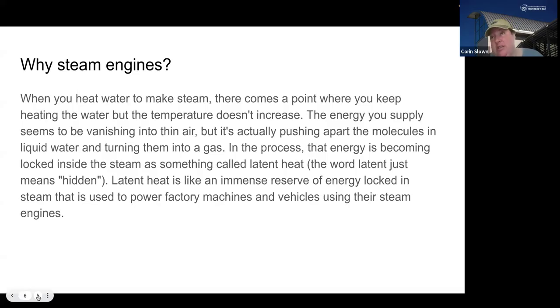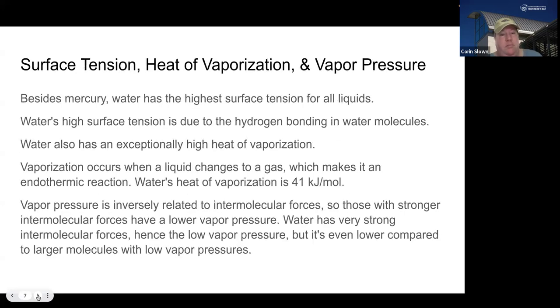That energy is also the reason why steam burns are so dangerous, because you are literally transferring the energy from the steam, for example, to skin. What's really interesting about this is that besides mercury, water has the highest surface tension of all liquids. Mercury is the only one that has a higher value that we know of. And this really high surface tension, or its ability to form droplets or aggregates of water, is due to the hydrogen bonding between water molecules.